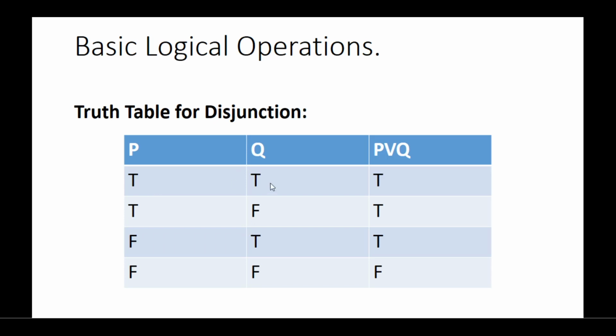So if both are true, then it is true. If one is true and the other is false, it is true. False, true, it is true. If both are false, then the disjunction is false. In the previous case, the conjunction is true only when both are true, and in all other cases it is false. But the disjunction is false only if both are false, and in all other cases it is true. That is called the disjunction.